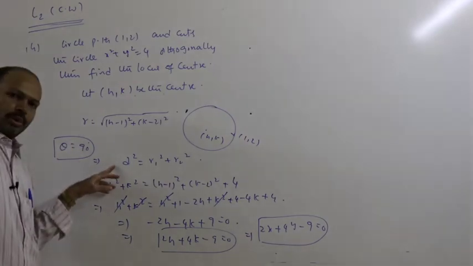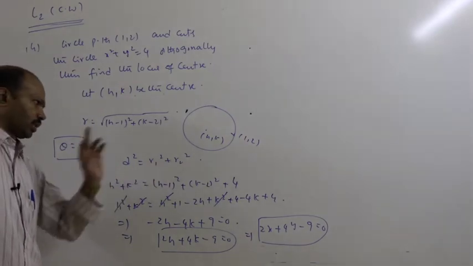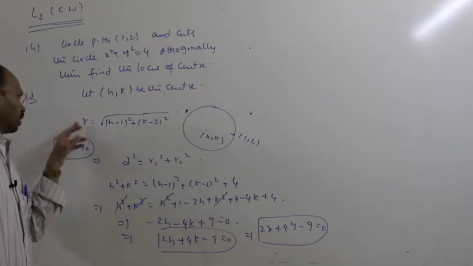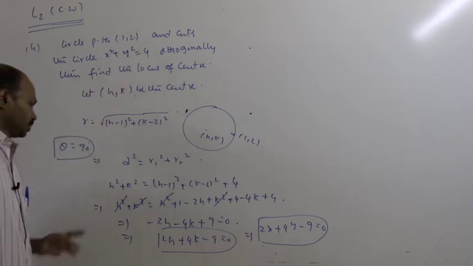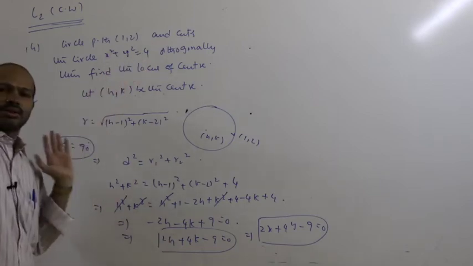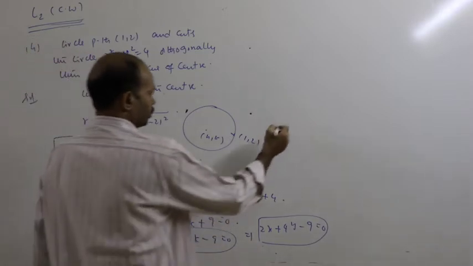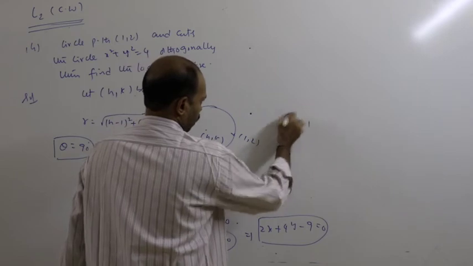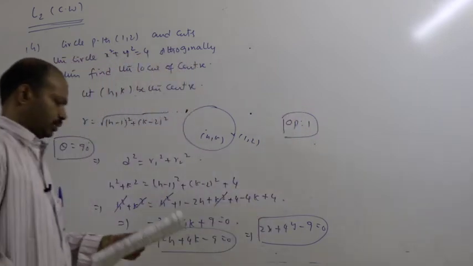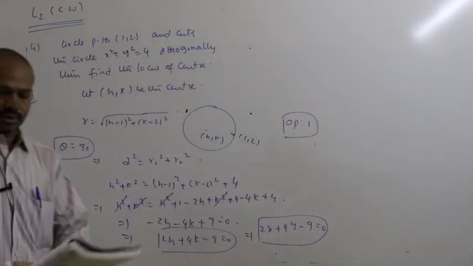Intersect orthogonally means d square is equal to r1 square plus r2 square. What is r1, what is r2 and what about the values? Just simplification follows your answer. Then you see it is from your material, your option 1 follows. That is your answer. Coming to the next.